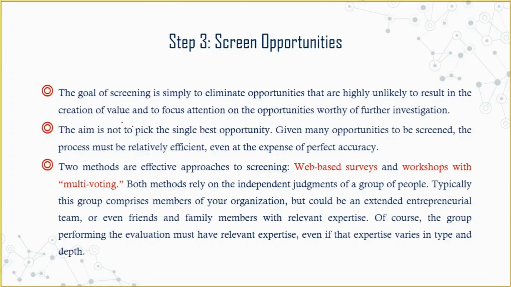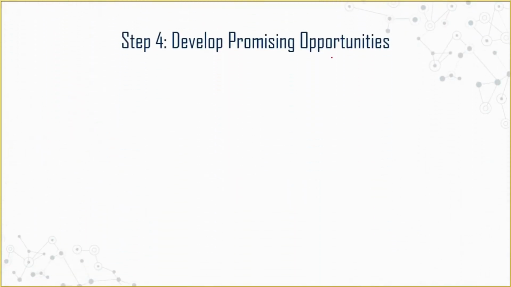So there are two methods basically, web based survey and workshop with the multi voting. So web based survey, you can give this option to your users and just allow them to vote for the best possible opportunity, or you can just have a workshop with the internal users, and you can have the vote for the best opportunities. So by this you are going to select the best possible opportunity.